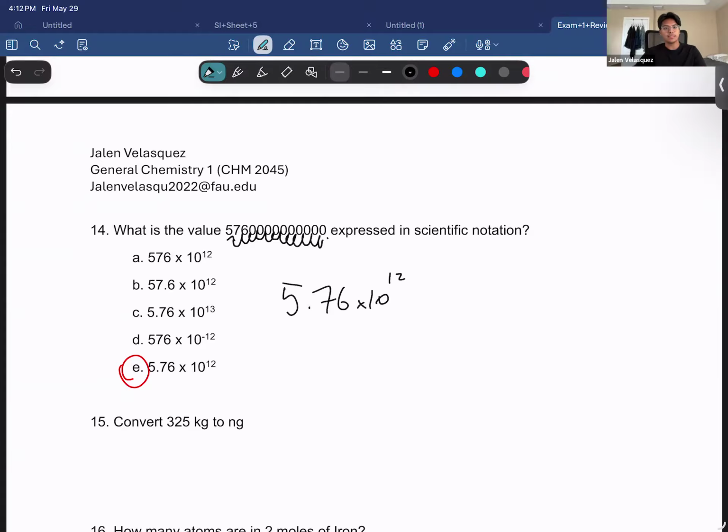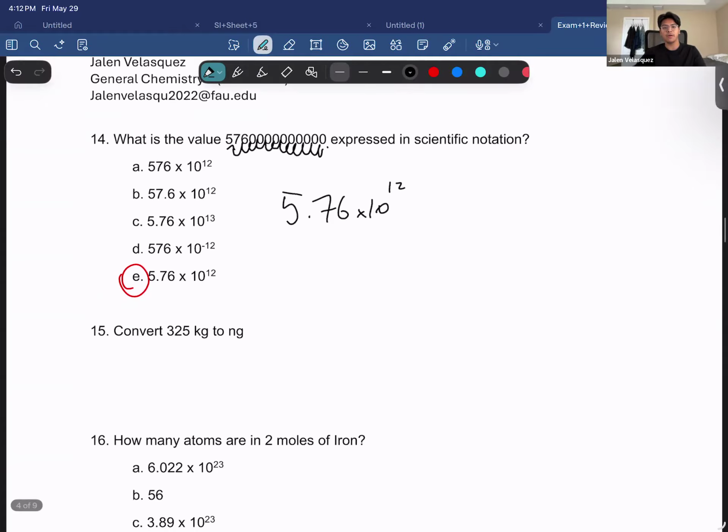All right, number 15, this says to convert 325 kilograms to nanograms. Just consider what units we have. We're starting in kilograms and want to convert that to nanograms. So would you expect to get a really small number or a really big number? You'd expect to get a huge number, right? Because nanogram is a very tiny unit of mass, whereas kilogram is a pretty big unit of mass.